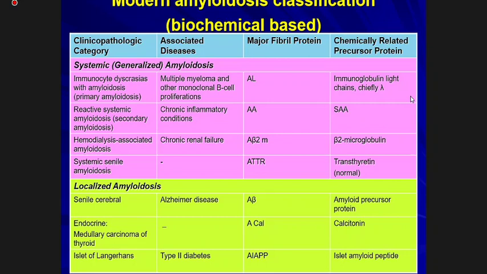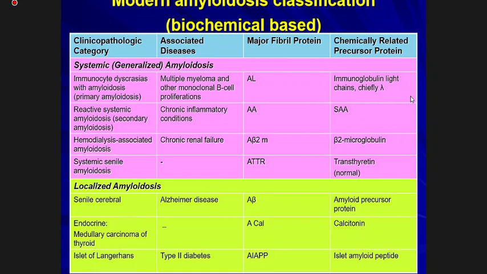The third type, which comes under the minor proteins, not the major types of amyloidosis, is hemodialysis-associated amyloidosis, which is formed by beta 2 microglobulin protein. Its amyloid or fibril form is the A beta 2 microglobulin protein.